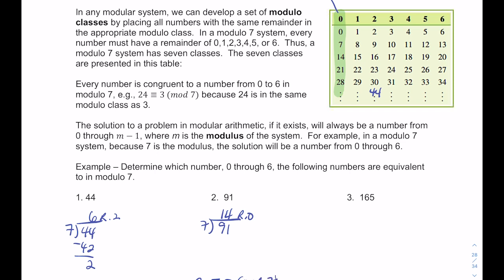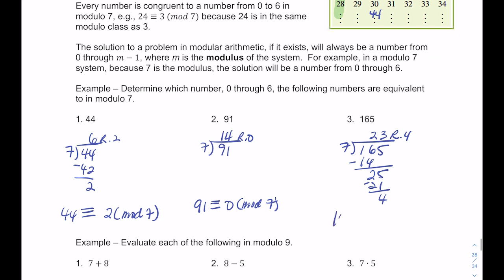Okay, 165 is not a number from 0 to 6, so I'm going to just divide 7 into 165. This time I know 7 can go into 16 two times. 7 times 2 is 14, and when I subtract those, I get 25. 7 goes into 25 at most 3 times, and there's a remainder of 4. So that tells me that 165 is congruent to 4 modulo 7.